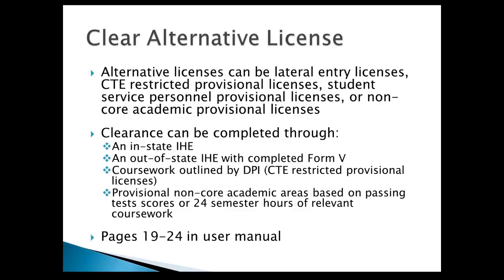Clearing an alternative license. An alternative license can be a lateral entry license, CTE restricted provisional license, student service personnel provisional license, or non-core academic provisional license. Clearance can be completed through an in-state IHE, an out-of-state IHE with completed Form B, coursework outlined by DPI for CTE restricted provisional license, or provisional non-core academic areas based on passing test scores or 24 semester hours of relevant coursework. Pages 19 through 24 in the user manual outline these application requests.